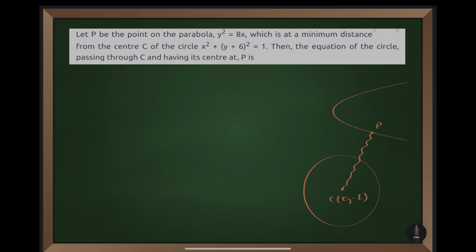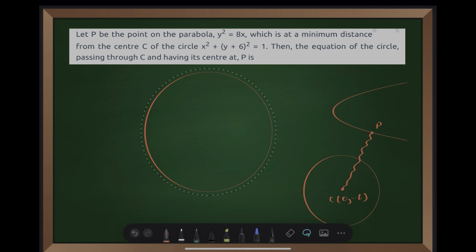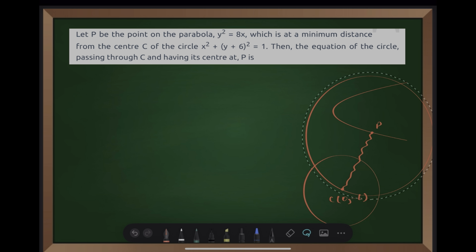And then you have to find out the equation of the circle which is passing through C. So the circle should pass through C. Suppose this is the circle. So your circle should pass through point C and it should have center at P.